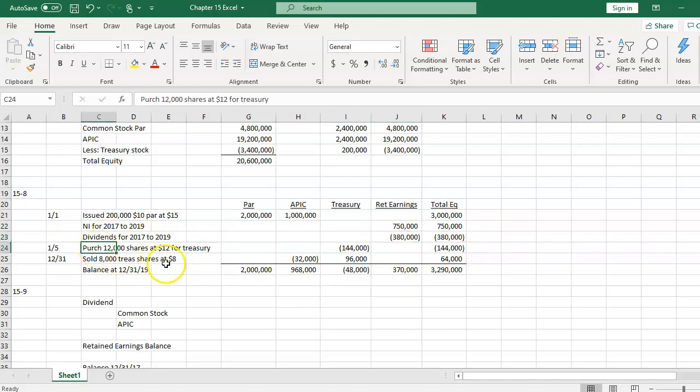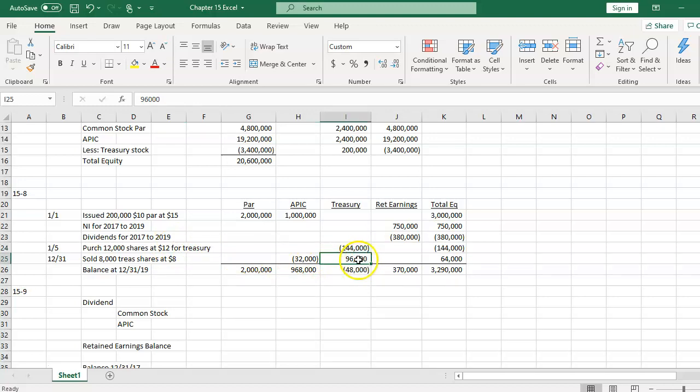And then we purchased 12,000 shares at $12 for Treasury. So that's a negative. The Treasury column is always a negative when we first buy it. And then we sold 8,000 shares at $8 from the Treasury stock. So recognize that we sold them at a loss. That's the key thing to remember here. So we bought them at 12, we sold them at 8. And so this treasury right here is the 8 times 12 for 96.